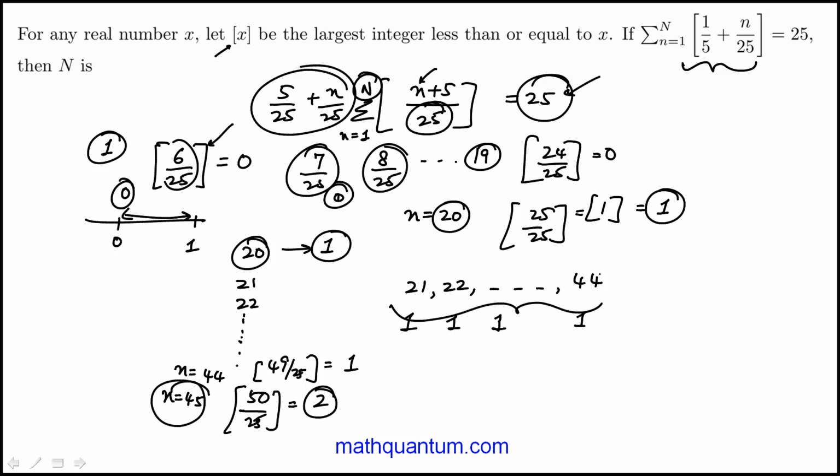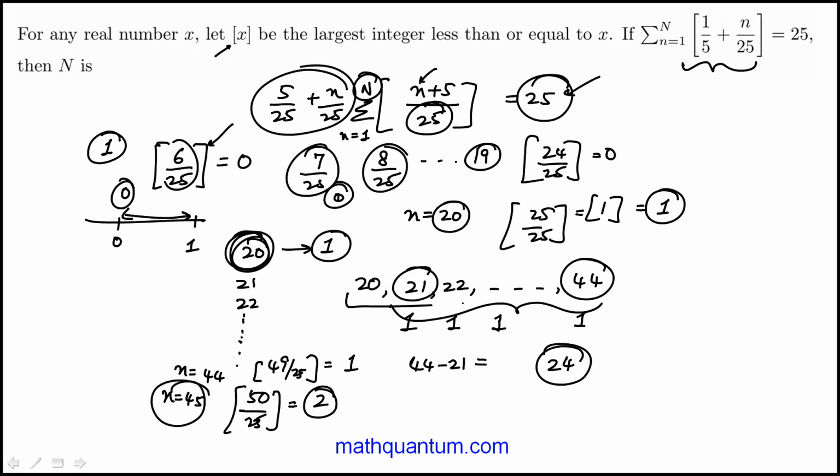And if we count how many we have, 44 minus 21 is 23, plus 1, so that would be 24. And I need to start with 20. I missed that part here. So if we go from 20 to 44, it's easier now. We have 25. That sum would be 25 because each one of these would give us a 1.